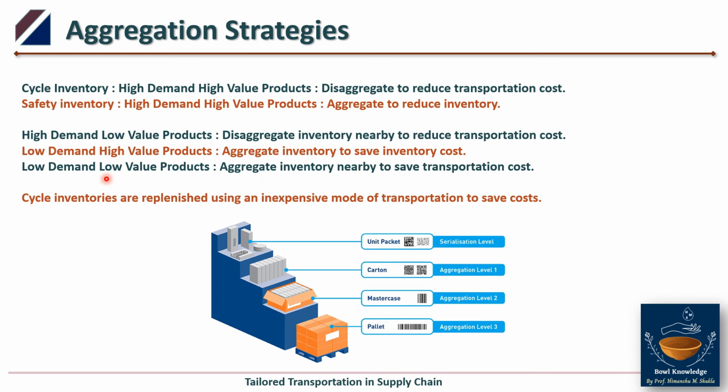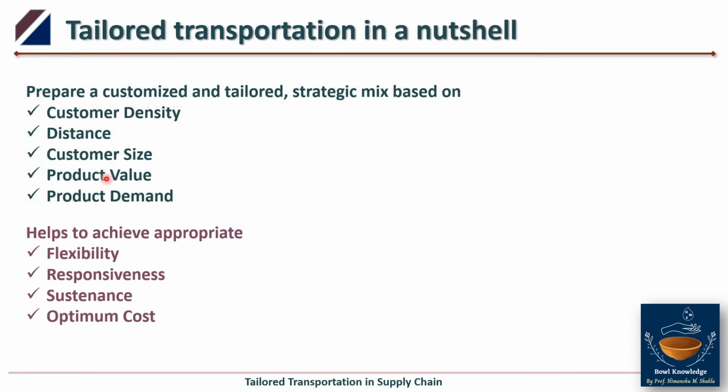Okay, so in this way, what is tailored transportation in a nutshell? What we did, we prepared a customized and tailored strategic mix based on customer density, distance, customer size, product value, product demand, which will help us to achieve appropriate flexibility, responsiveness, sustenance, and optimum cost. So this is all about tailored transportation in supply chain management.